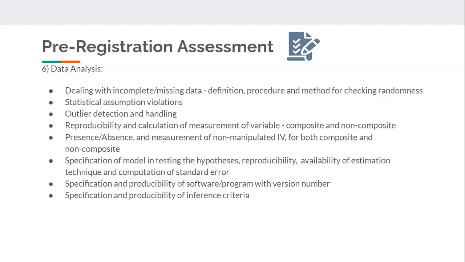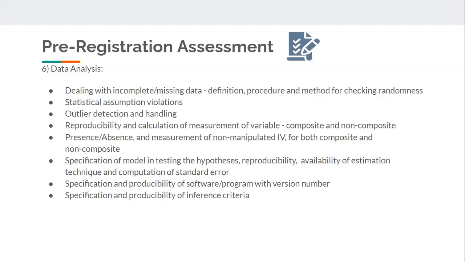And then check for statistical assumptions and violations, like the F test, or violation of normality, etc. You check for outlier detection and handling. How do they handle outliers? And then you check for reproducibility and calculation of the measurement variable. Two types: non-composite, which is one measurement, and composite, which means several measurements or items that are combined into one scale or measurement using a sum or linear combination.